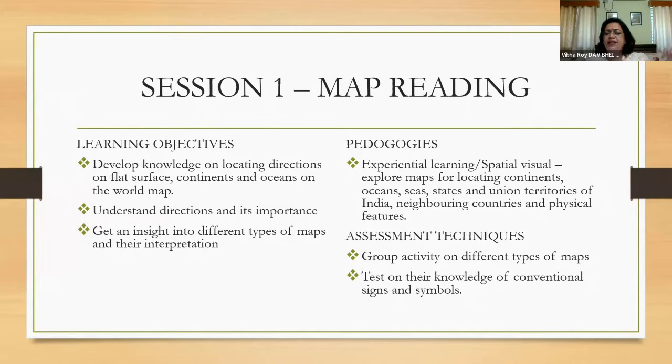Then we should make the children understand the different types of maps. This is very, very important because, when I'm teaching, I tell children to bring or open a political map in the class. Even in class 9, they will show me a physical map and say, ma'am, this map you want? So that confusion should not be there amongst the children. What is a political map? What is a physical map? What are the different types of thematic maps? All this I will cover in the first session.